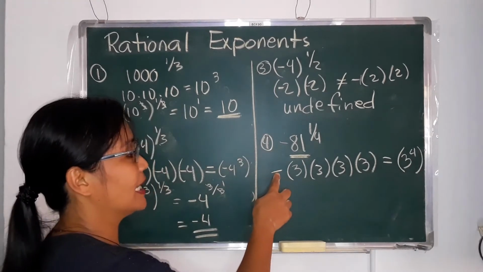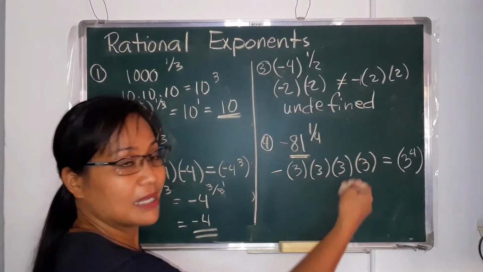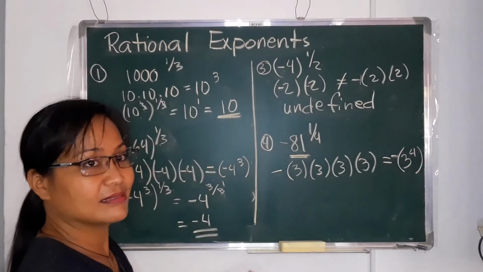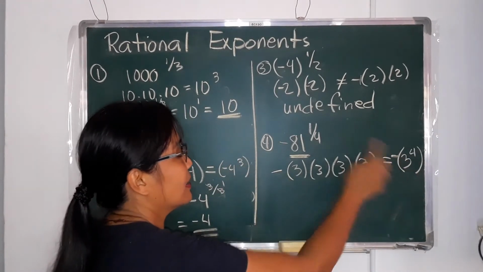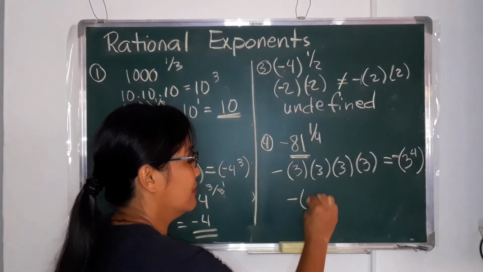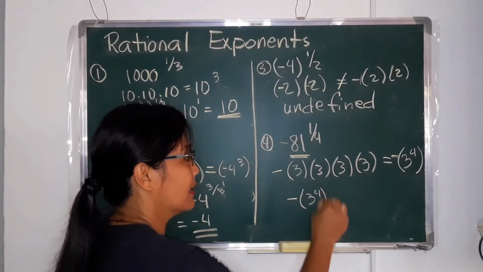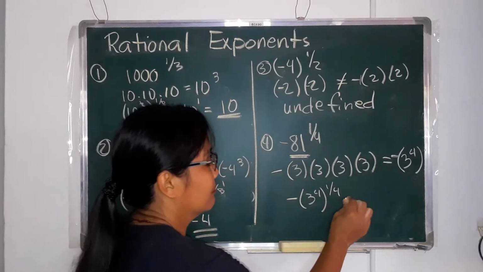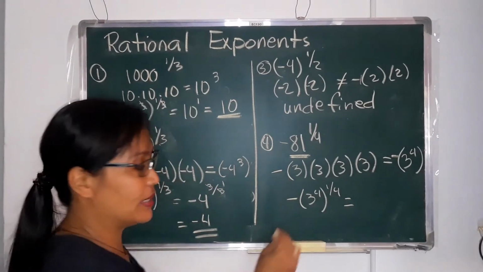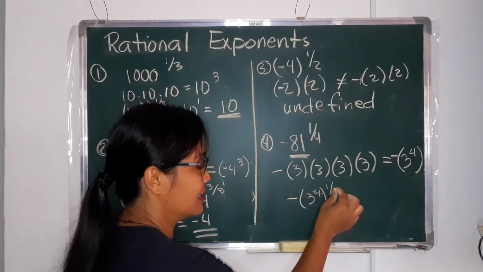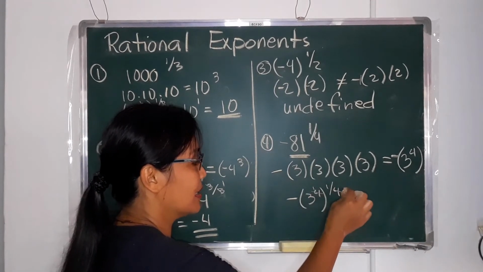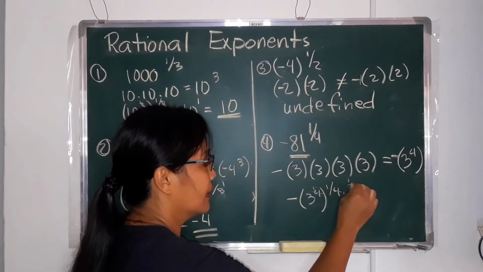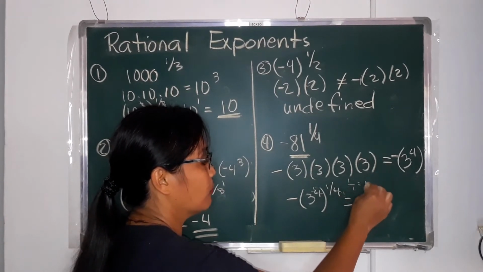Pero, meron pa rin tayong negative. Kaso lang, nasa labas ng close and open parentheses. Ganyan yan. Okay? So, i-rewrite natin ito with this. Negative 3 raised to 4 raised to 1/4. Again, kung short method, pwede na tayong mag-cancel like that. So, this becomes 1, this becomes 1. So, 1 times 1 is equal to 1 over 1. So, 1 divided by 1 is equal to 1.